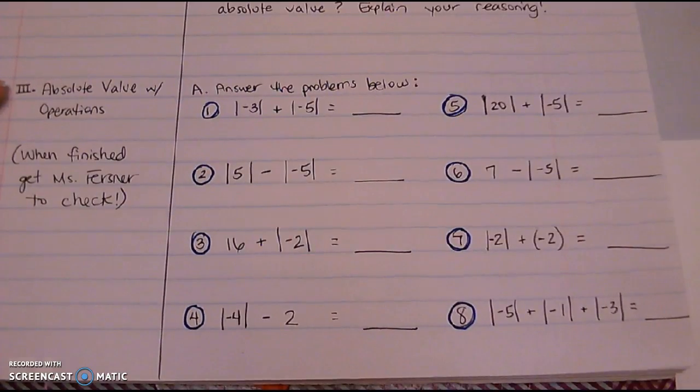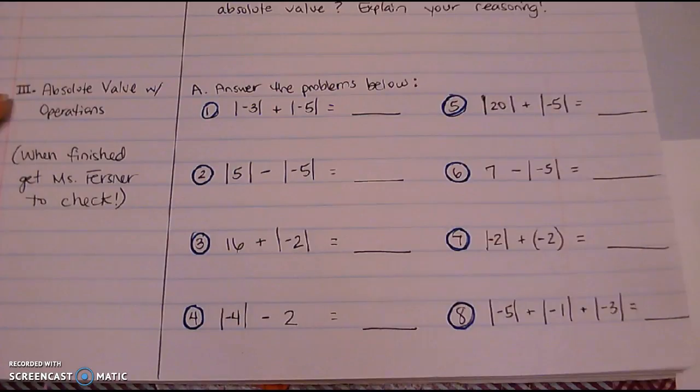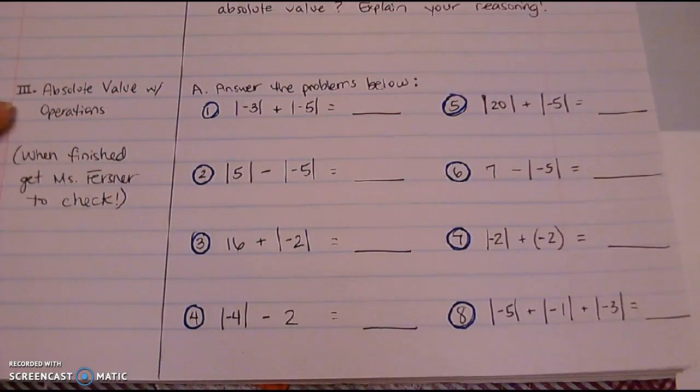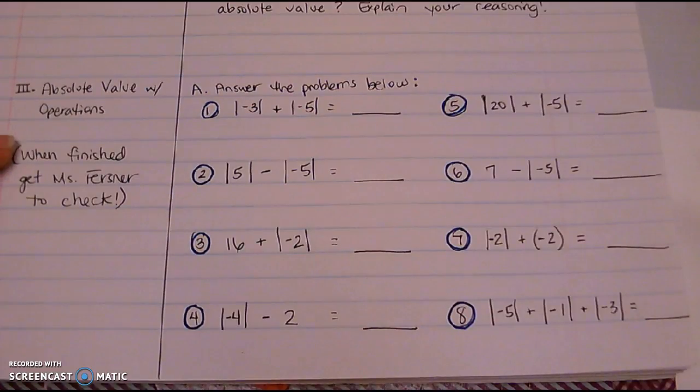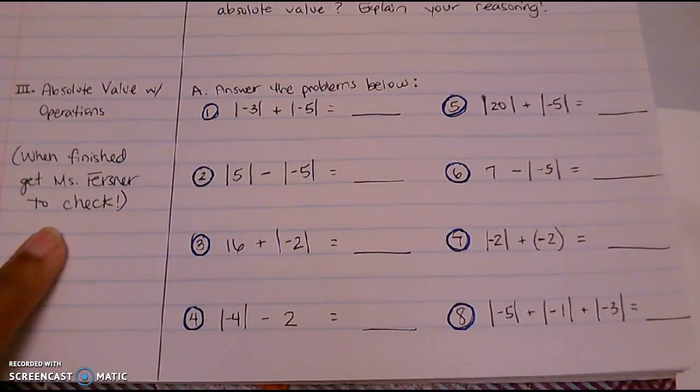Now, skip a space and we're going to write our Roman numeral 3, which is going to be our absolute value with operations practice. Then I want you to write down the following questions. Once you've written these questions down, we're going to work the first 2 out together, and then I'm going to allow you to work the rest of these individually. When you're finished, please raise your hand so that I can check your work.